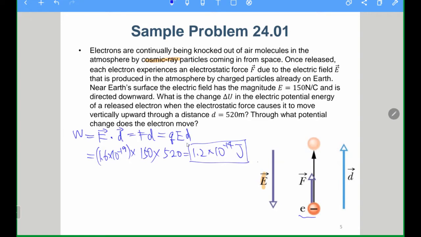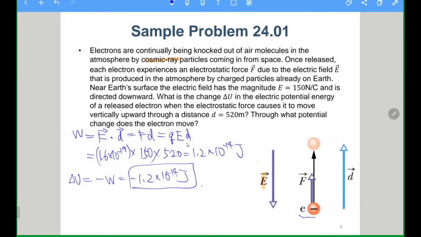Okay, so this is the work done by the E field. Actually, this is not the answer to this question. So this is the work done by the E field, and then the change in potential energy will be negative W, which is nothing but negative 1.2 times 10 to the negative 14 joule. So this is the potential energy change.